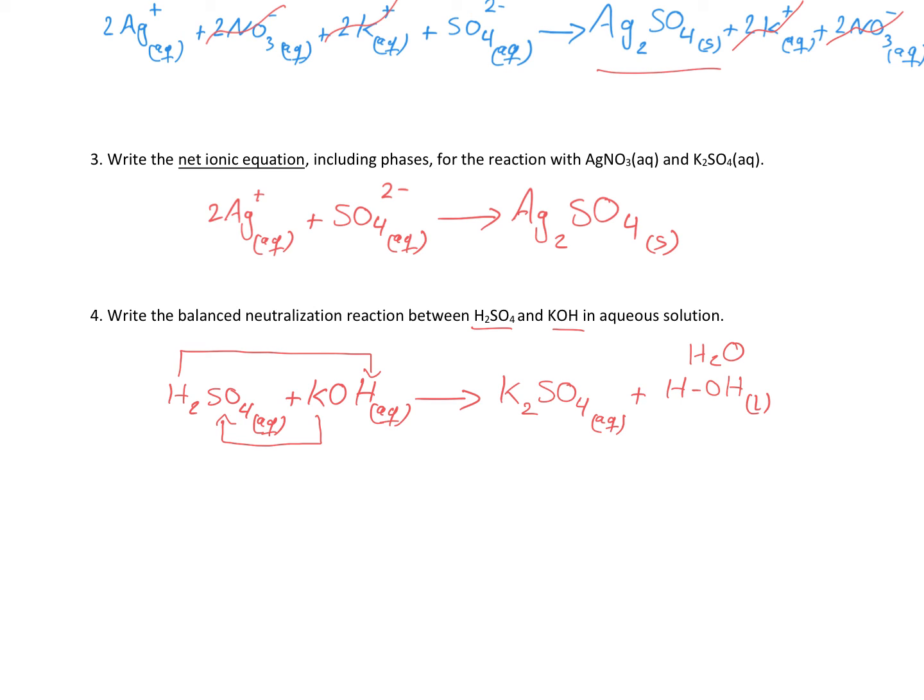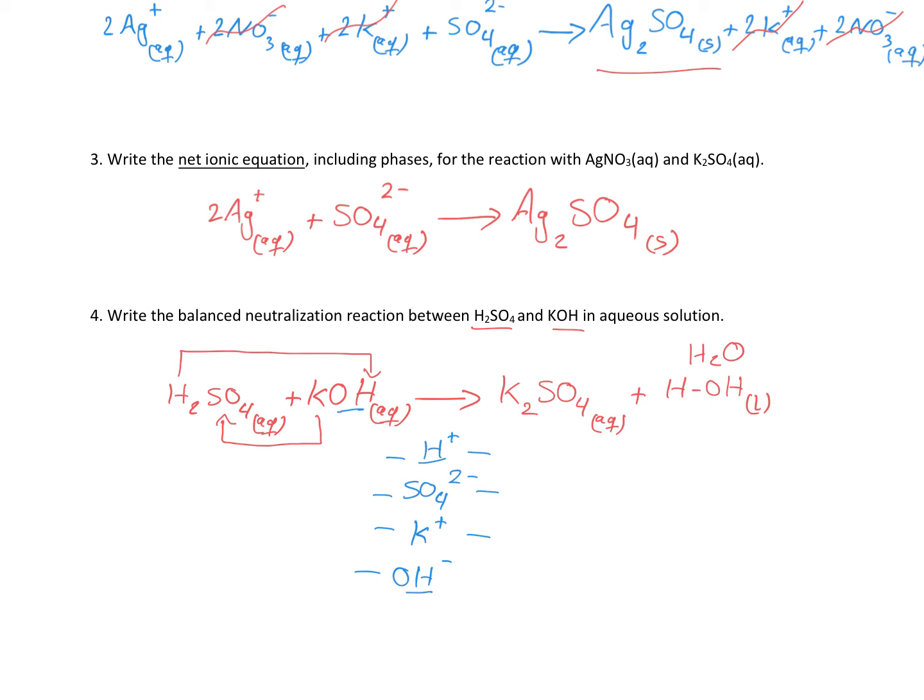So again, it's easier to balance it based on ions instead of elements. So we have H plus, we have sulfate, we have potassium, and we have hydroxide. When you're using ions instead of elements, do not mix up H and OH, because when you're counting H, do not count the hydrogen in hydroxide. Okay, you have to be careful with that.